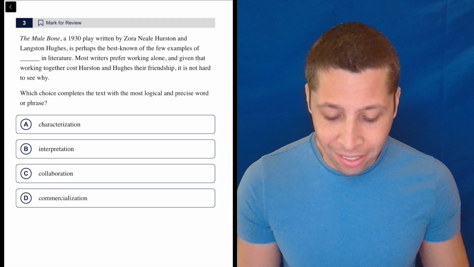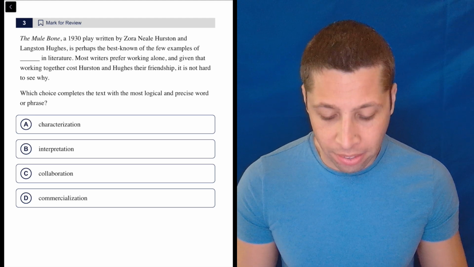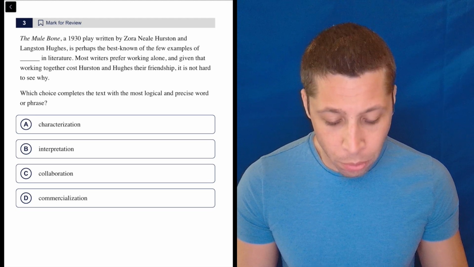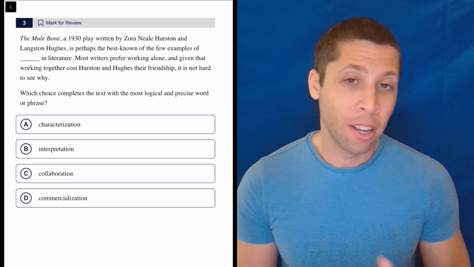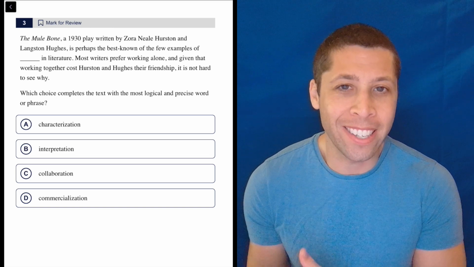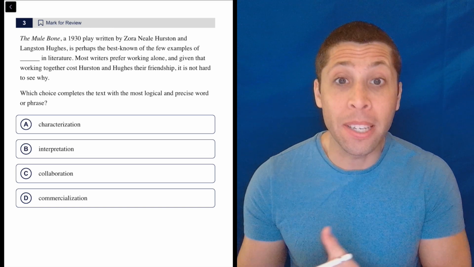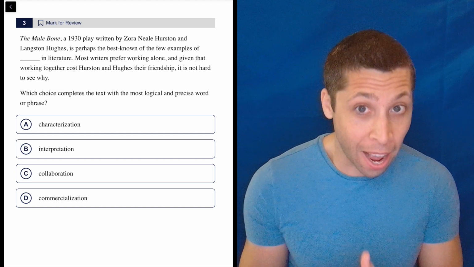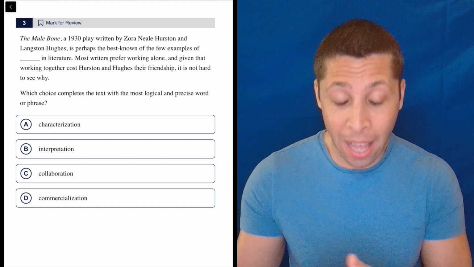The Mule Bone, a 1930 play written by Zora Neale Hurston and Langston Hughes, is perhaps the best known of the few examples of blank in literature. Don't try to guess what that blank is. You have no idea. They are deliberately giving you an empty sentence, and we're going to need now the second sentence to fill in that blank.